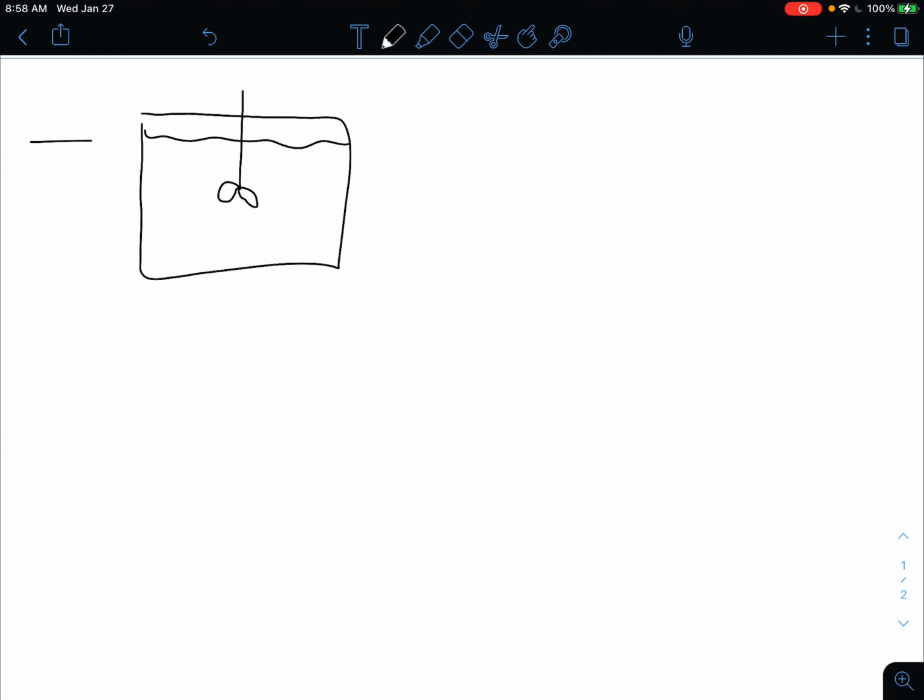This is probably the most complicated video in the series about stirred tanks. I'm going to involve almost every component that will be factored into our analysis of stirred tanks. So let me draw what I'm talking about. We have a stirred tank, we have input and output streams.